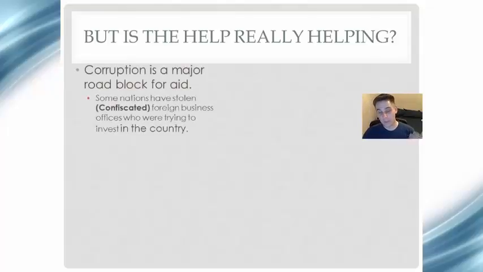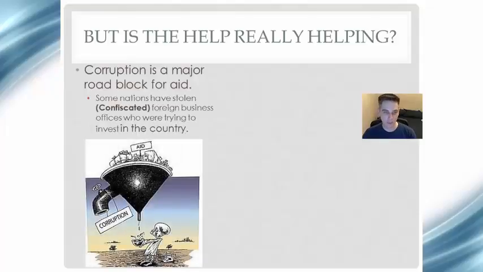But is it really helping them out? One of the problems with a lot of these underdeveloped countries is that corruption is a major roadblock for aid. Businesses from outside the developing countries will come in and try to help out and hire people. And then in some situations those nations have confiscated, stolen those foreign businesses and all the resources they brought over, and just said, okay, they belong to us now. There's still a lot of corruption in some of those countries that gets in the way of the aid and that help getting to the people.